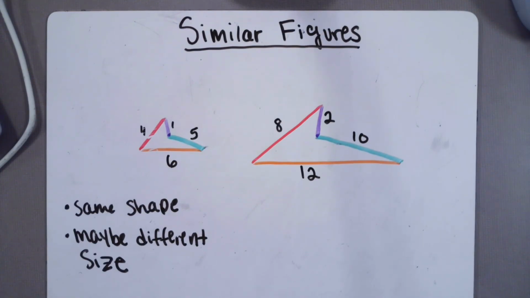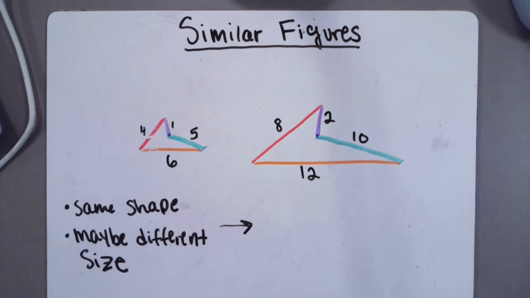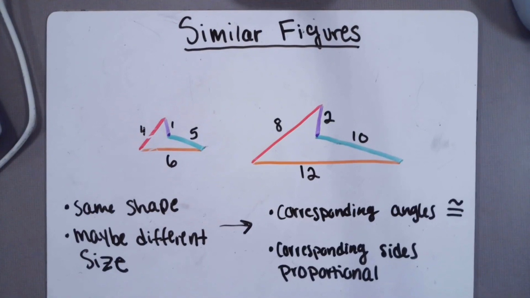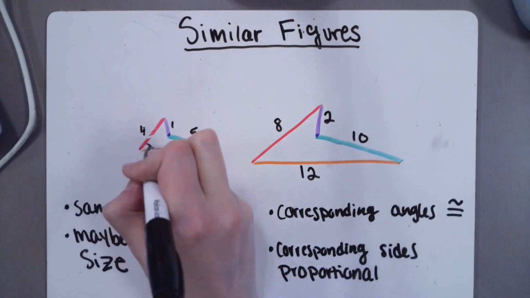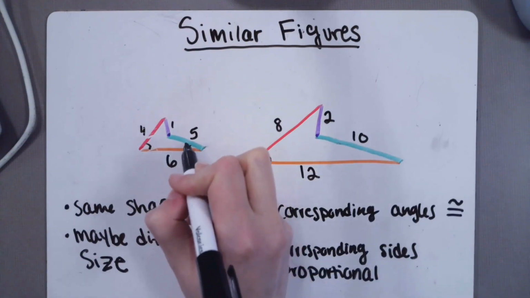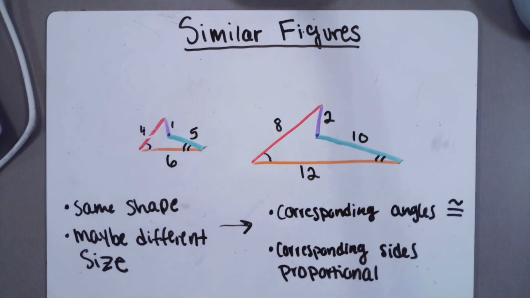So in terms of measurements, what does that mean? This means that all of the corresponding angles are congruent, and it also means that all of the corresponding sides are proportional. So we'll look at some examples of what that means. So in these figures here, if they are similar, corresponding angles should be congruent. So for example, this angle should be congruent to this angle. This angle should be congruent to this angle, and so on.